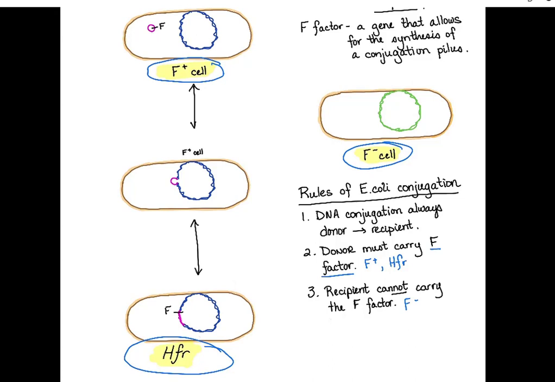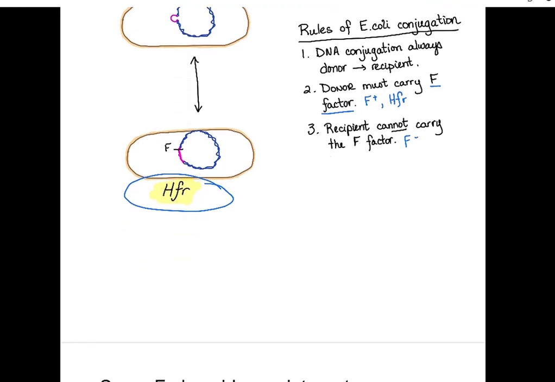So we basically have two different permutations of this conjugation. We could have an F plus conjugating and donating DNA to an F minus, or we could have HFR conjugating and donating something to an F minus. So those are the only two possibilities for this E. coli conjugation model. So what we're going to do is first take a second look at how these two go back and forth, and then we are going to talk about when a cell does this, what is the outcome, and when a cell does that, what is the outcome.